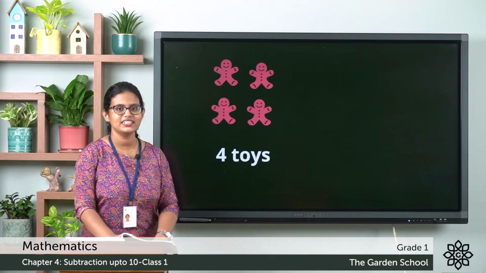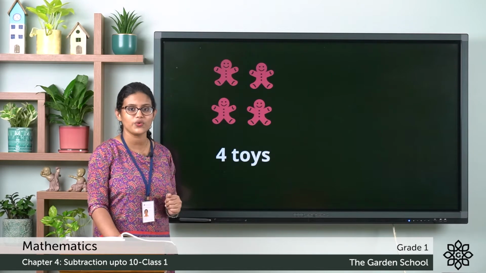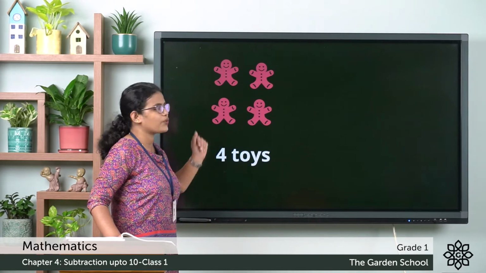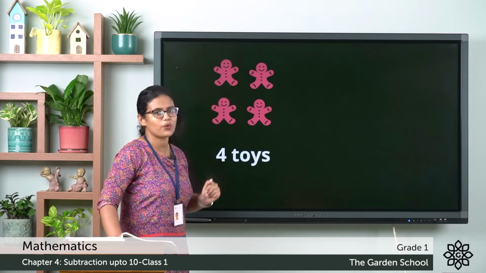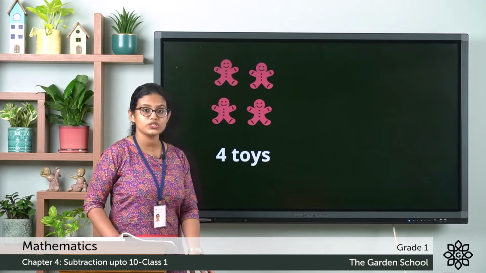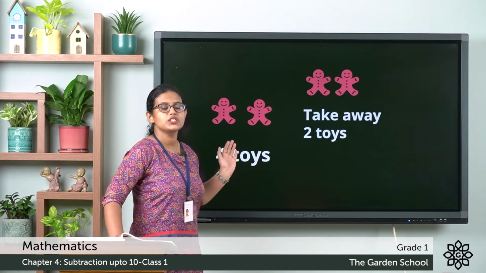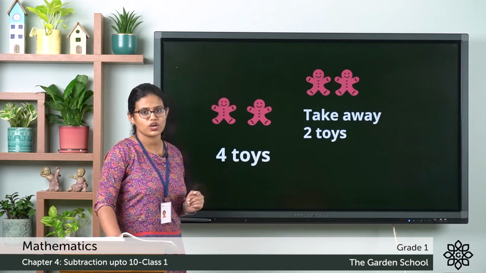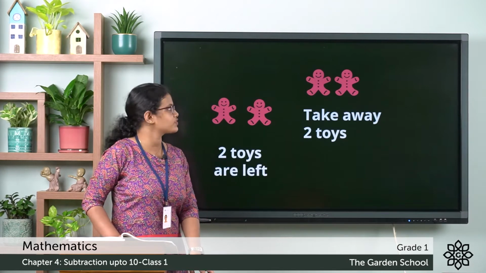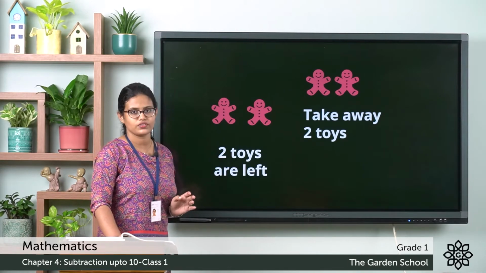So, here you can see toys. How many toys are here? There are 4. So just count and see. 1, 2, 3, 4. So here there are 4 toys. I'm going to take away 2. See? Take away 2 toys from 4 toys. So how many are left now? There are only 2 toys left.